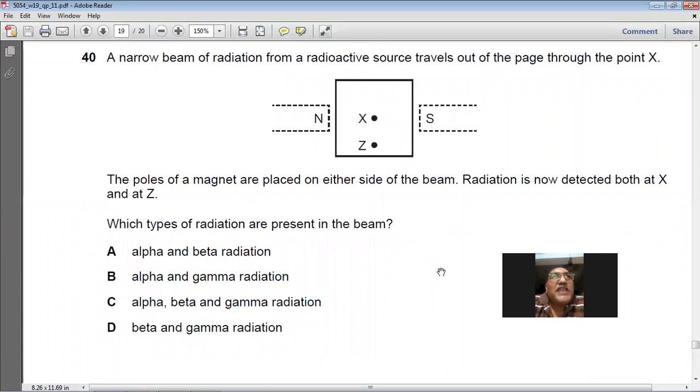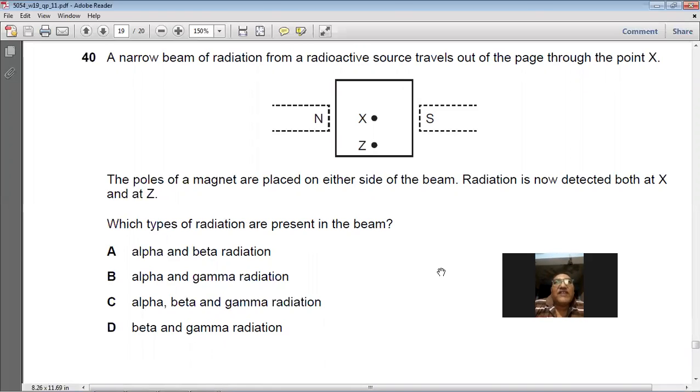A narrow beam of radiation from a radioactive source travels out of the page through the point X. The poles of the magnet are placed on either side of the beam. Radiation is now detected both at X and at Z. Which types of radiation are present in the beam? You know, it's a brand new question on radiation. I have never seen this MCQ from 2002 to 2019. So this is a brand new question.